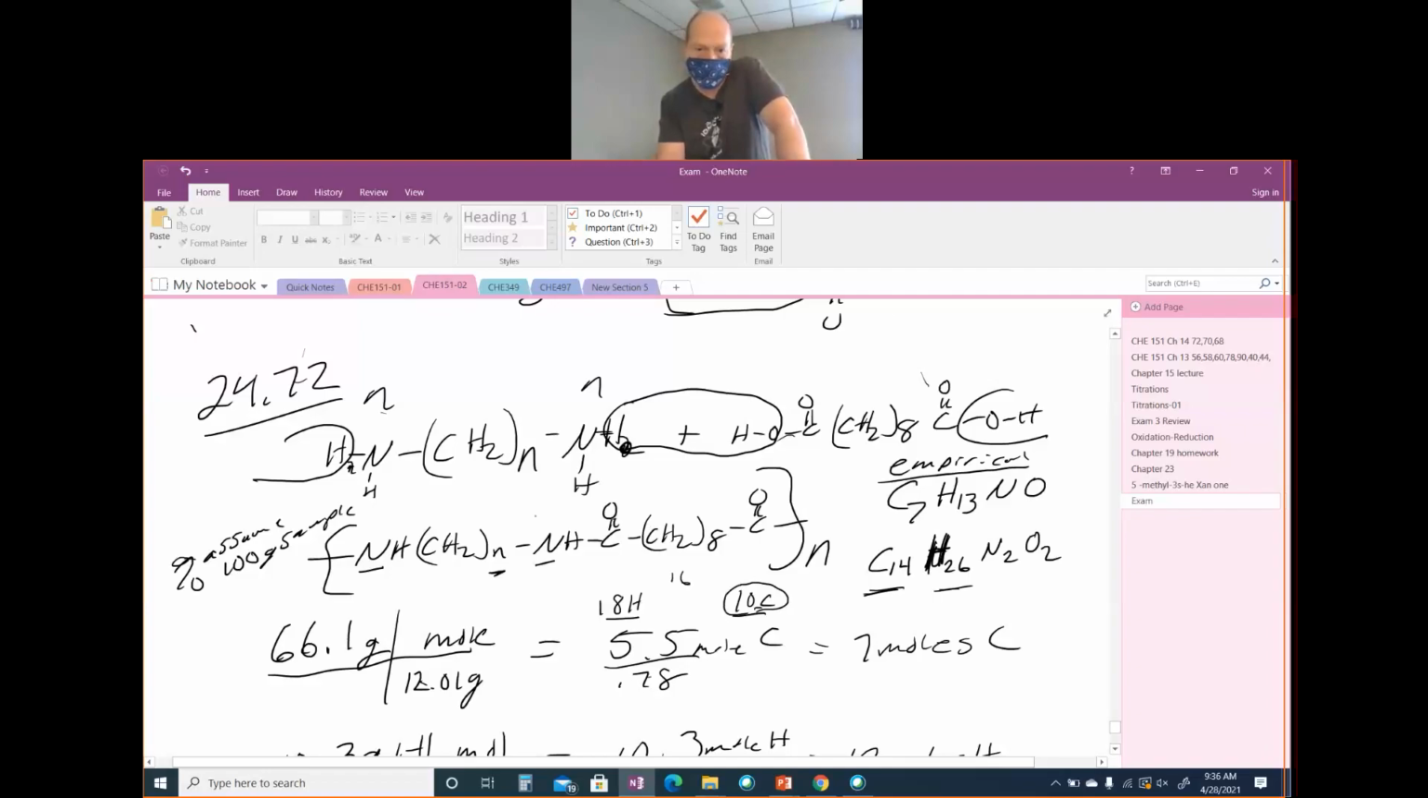You have 10, and now we know that we have to have 14. So this N value has to be a 4. So N is equal, that N value there is a 4, and that would give us 14 carbons. So now we would have 14 carbons, the 10 over here plus these 4. And now we have 8 more hydrogens. So 18 plus 8 is the 26.